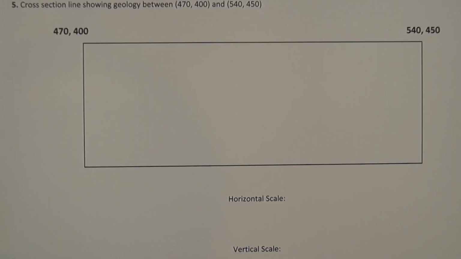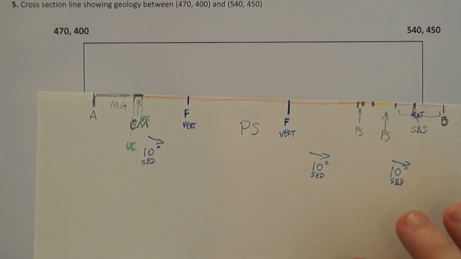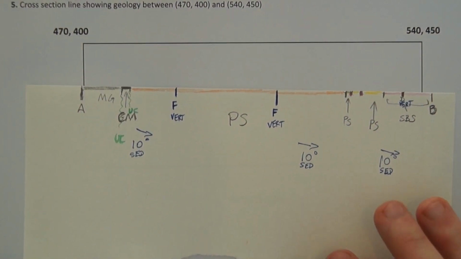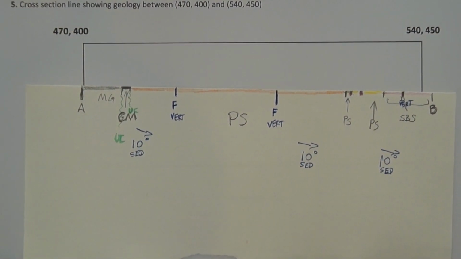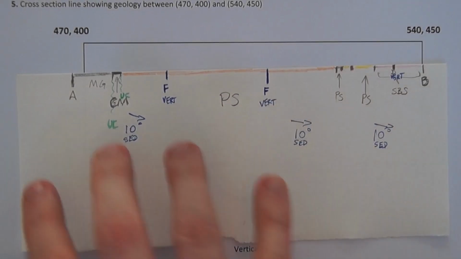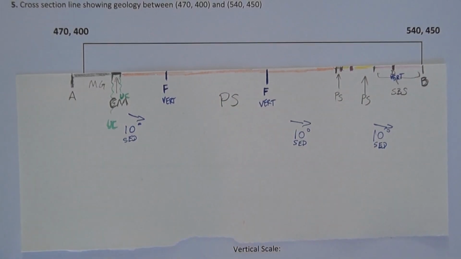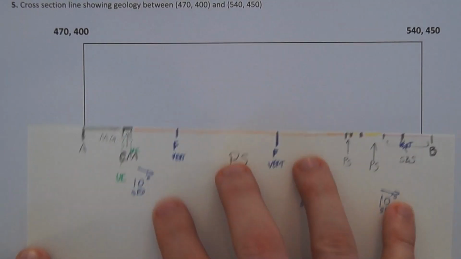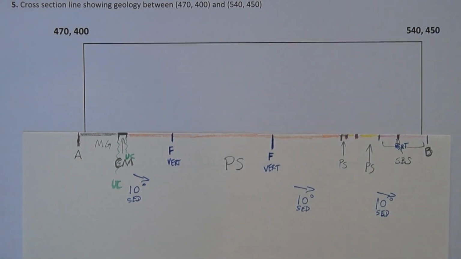Okay, so now we're onto our cross-section panel, and we can take the data from the cross-section strip that we made using the map, and plot it onto our cross-section panel. Here's our strip with all of our data, and we're going to use this data to show what the geology would look like in the subsurface.